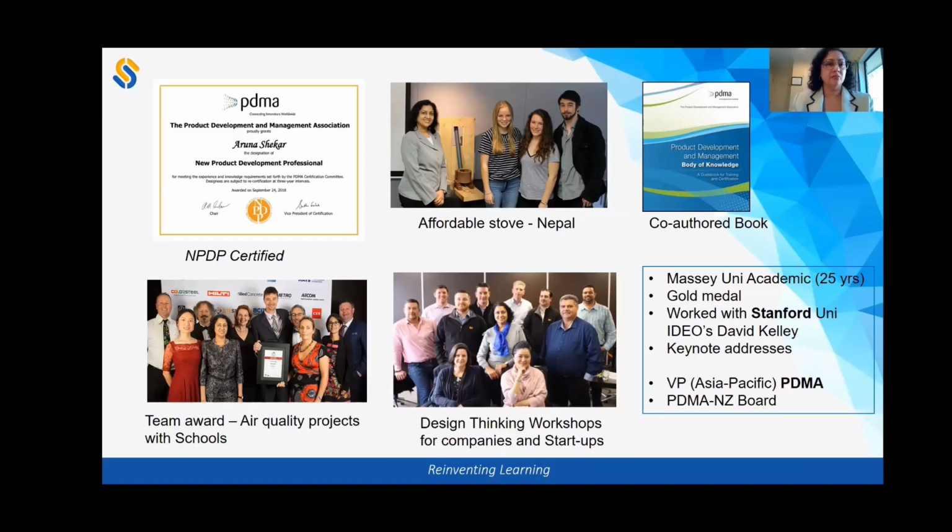The one on the left at the bottom is on air quality projects, basically educational projects for school students to learn about the importance of having good air quality. And then I've conducted a number of design thinking workshops for companies and startup founders and innovators across the board, as well as tertiary students, undergrads and postgrads.